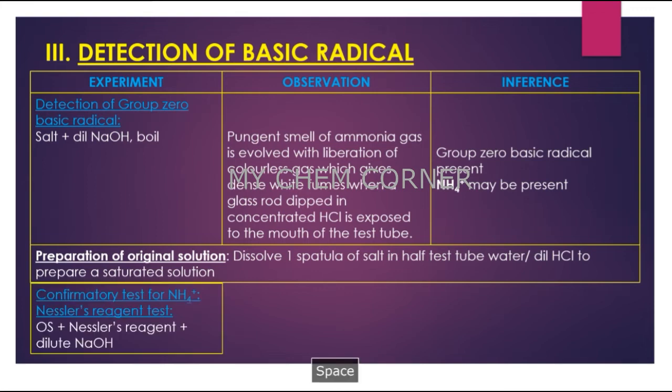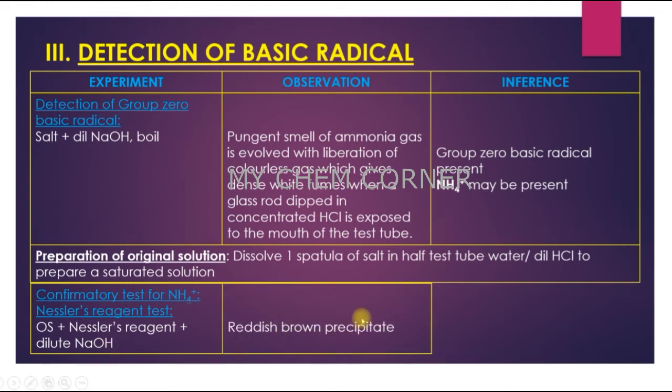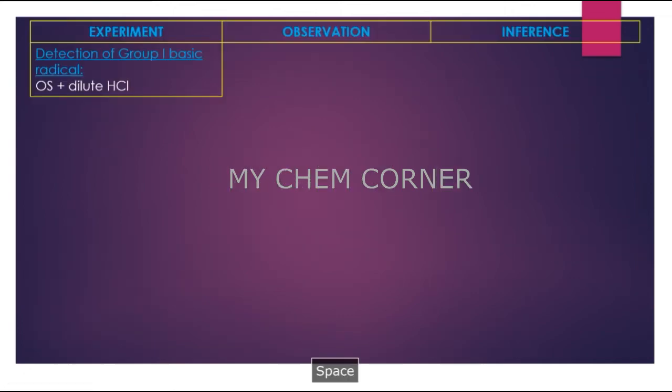When you do that, you are going to use that original solution for the confirmatory test for ammonium, which is called Nessler's reagent test. You take a little bit of OS, and to that you add Nessler's reagent and a little dilute NaOH. When you add that, you will get a reddish brown precipitate. You confirm the presence of ammonium in this case. That is if you have ammonia present and you get a positive test. What if you add salt and dilute NaOH and boil and you don't get anything? Then you move to group 1 basic radical.